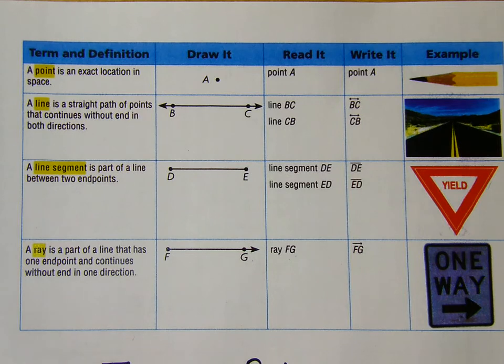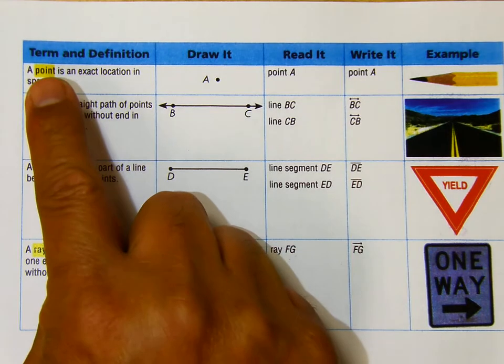Alright, today we will learn about three types of lines: parallel lines, intersecting lines, and perpendicular lines. Before we learn about the three types of lines, there are some definitions that we need to know. The first one is point.